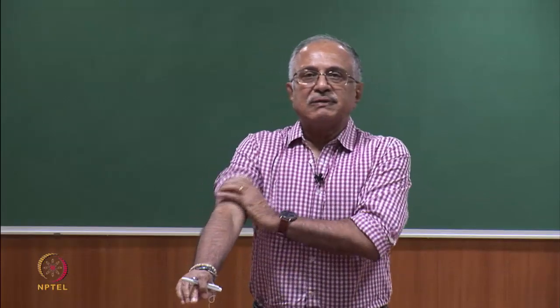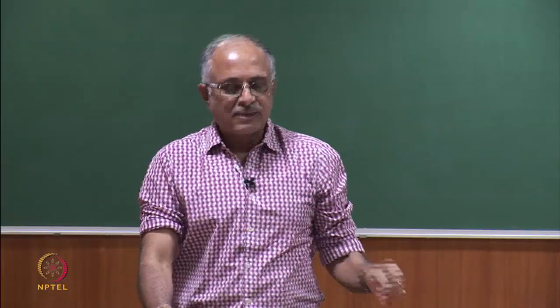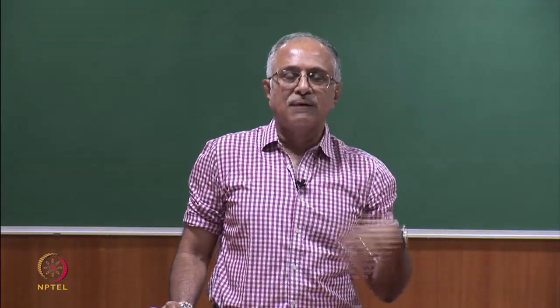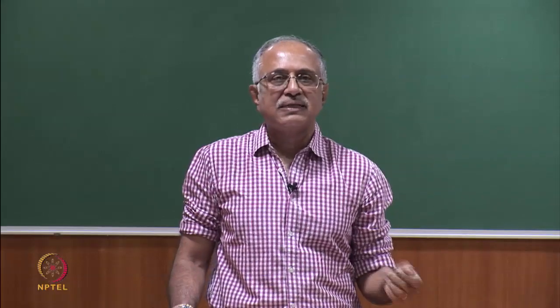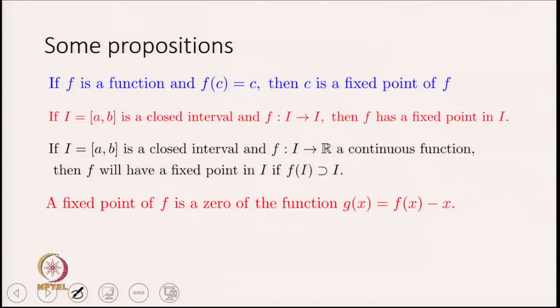Now, let us just introduce some propositions which will help us to fix some ideas. A fixed point is such that the iterate of the fixed point is itself. Namely, if f is a function and f c is equal to c, then c is a fixed point of f. Okay? It is a pretty obvious thing, but I just like to point it out because we are going to use these ideas as we go along.